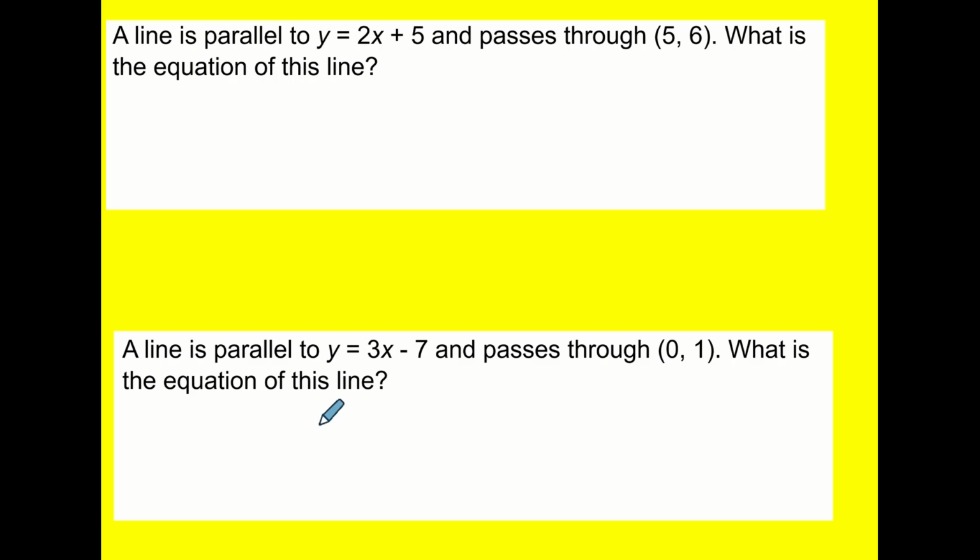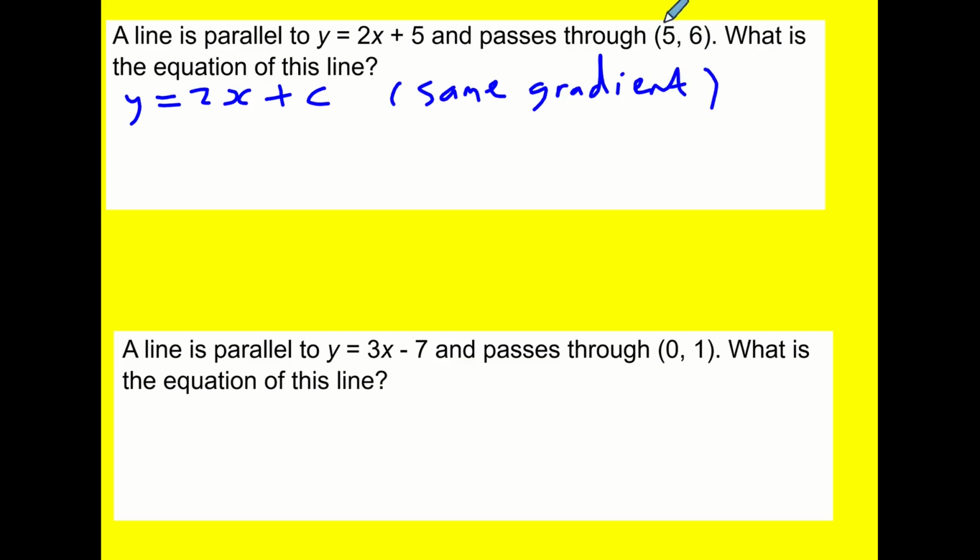So, first one, a line is parallel to this equation here. That means it's going to be y equals 2x plus something. Let's call it c, because that's going to be my value of the y-intercept for that line. And this is because it's got the same gradient, because the lines are parallel.